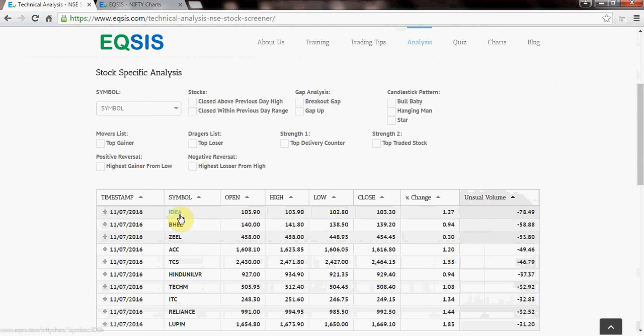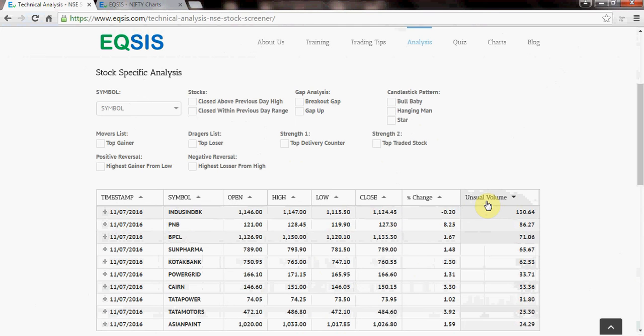Yesterday, Idea witnessed a below average volume. For me, this is the least important. I'm interested in something which has above average volume, which is IndusInd Bank, PNB, BPCL. So I think, instead of following all 50 companies, you can follow these 2, 3, 4 companies. Interestingly, there is something called a plus sign here.